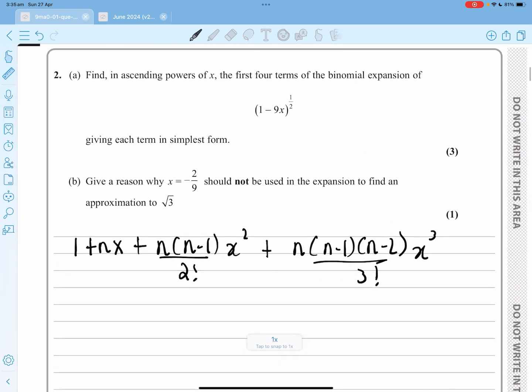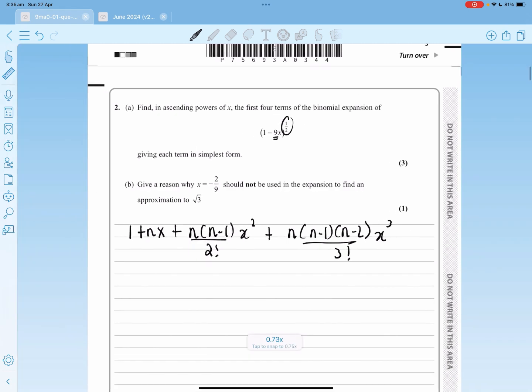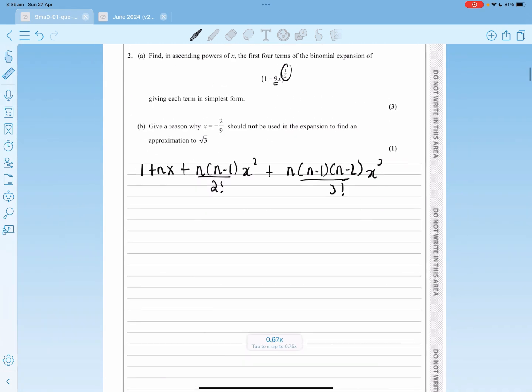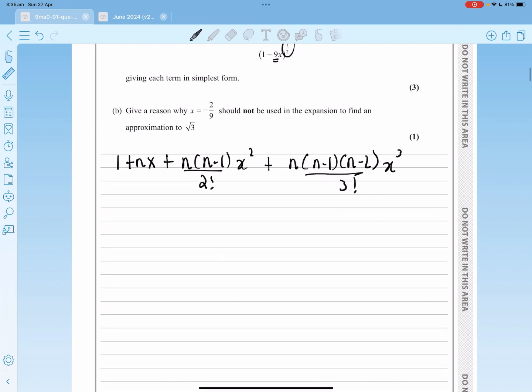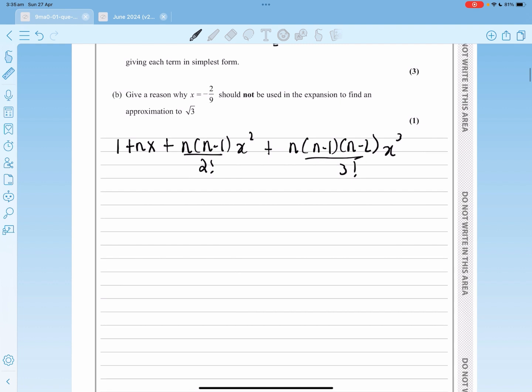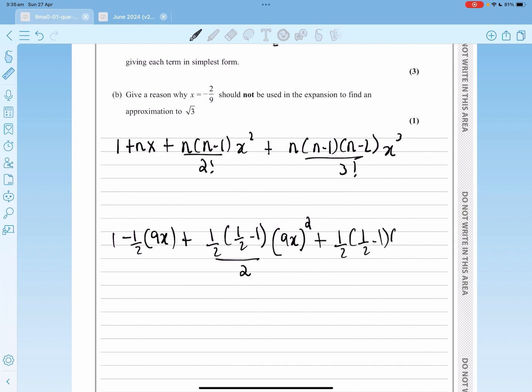Now we're given our power is half and our first term is 1, so we don't need to do any factorization, we can go straight into it. So n would be 1 over 2 and x would be minus 9x. So we would do 1 plus half times minus 9x plus half times minus half over 2 times 9x squared plus half times minus half times minus 3 over 2 over 6, and then 9x cubed.